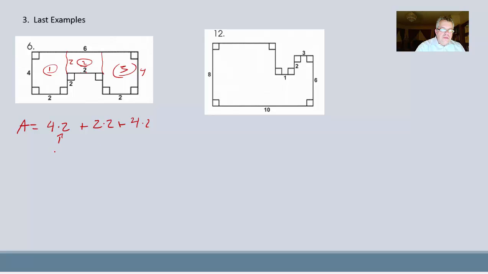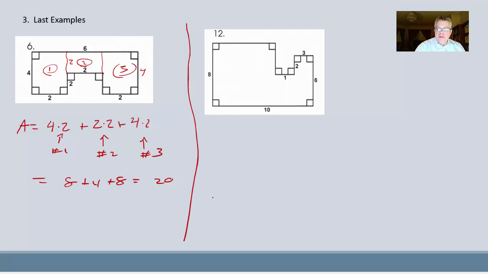So this was rectangle number 1. This was rectangle number 2. This was rectangle number 3. And so we get 8 plus 4 plus 8, which is 20. That's the total area.